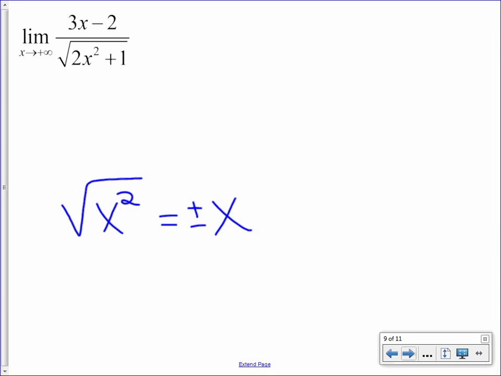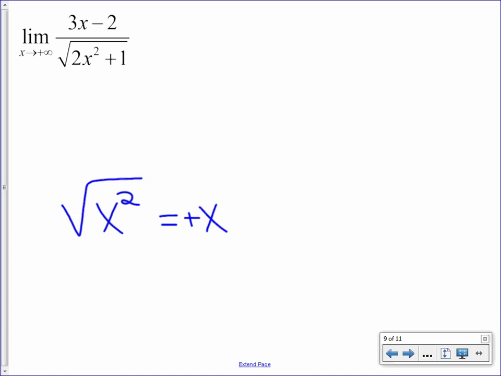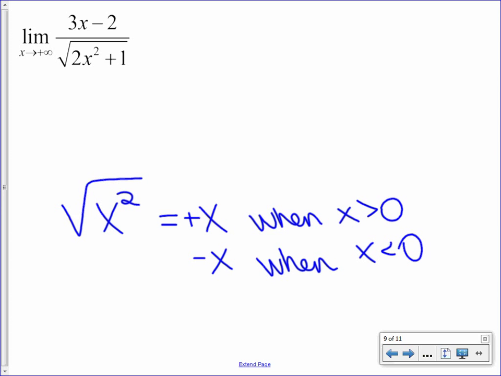So, we're going to have to be careful here. When is it positive x? When x is what kind of values? It's going to be a positive x when x is greater than or equal to 0. We're going to leave zero out for right now. Negative x when x is less than 0. Why is that so important?